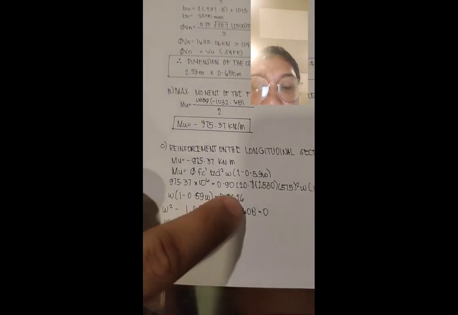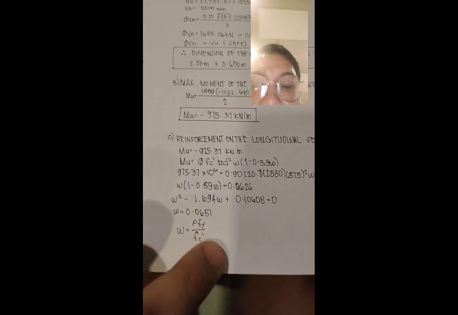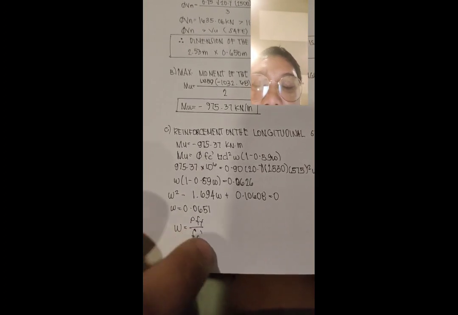So, manipulating it and equating it to 0, we're getting W as 0.0651. W is equals to P Fy all over Fc prime. So, next page tayo. We have here yung continuation niya na. So, W natin is 0.0651 is equals to P times Fy 415 all over Fc prime na 20.7. So, the value of P is equals to 0.0032. P minimum is equals to 1.4 over Fy. So, P minimum natin is 1.4 over 415.